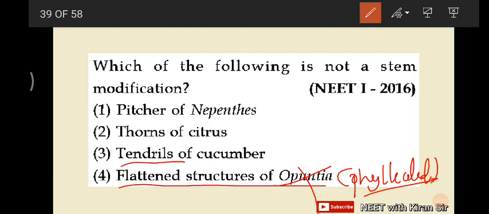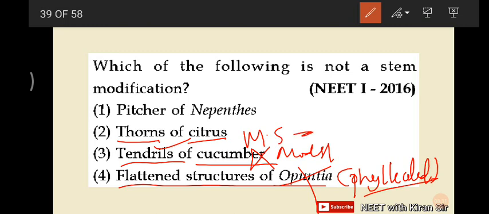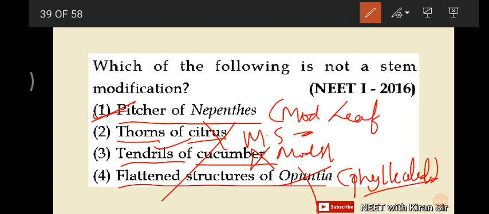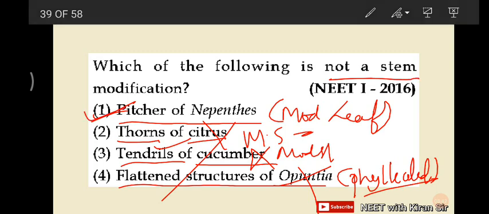Second one, tendrils of cucumber. They are also modified stem, it is also not correct. Thorns of citrus, they are also modified stem, hence it is also wrong. Then which one is correct? Picture of Nepenthes, that is a modified leaf. So which is not a stem modification, that is the pitcher of Nepenthes.